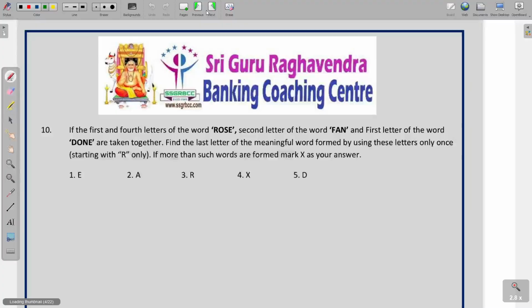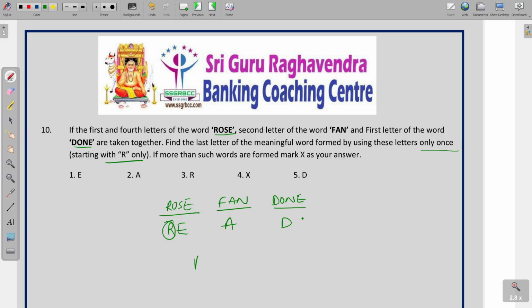Let us move on to the next one. If the first and fourth letters of rows, that is R and E, the second letter of fan, A, and the first letter of the word done, D, are used, find the last letter of the meaningful word formed by using these letters only once, starting with R. So starting with R, the word formed is read. So the last letter is D. D is the answer.